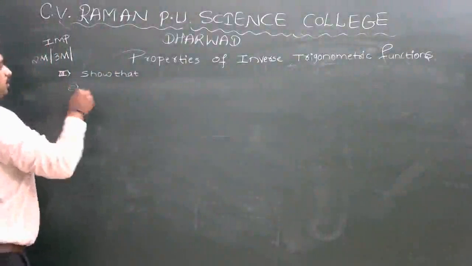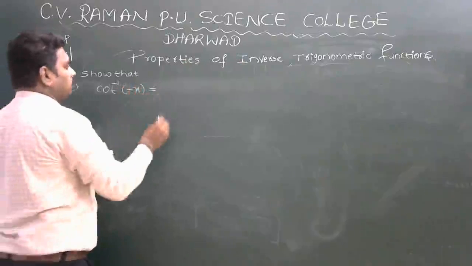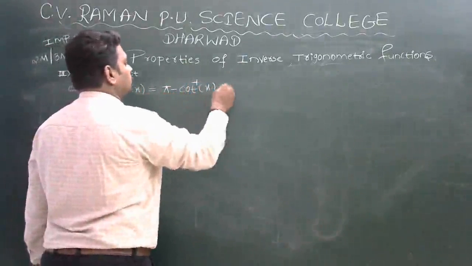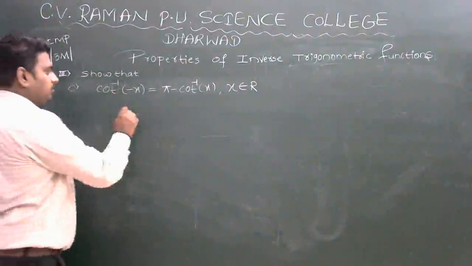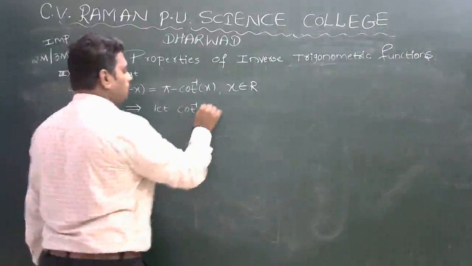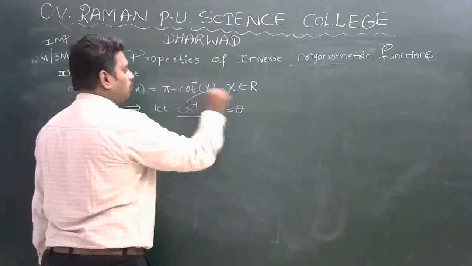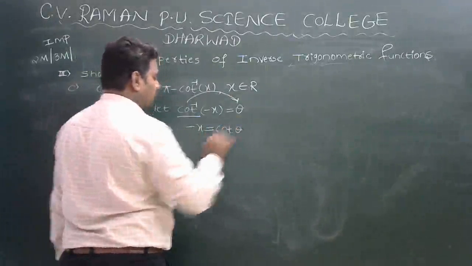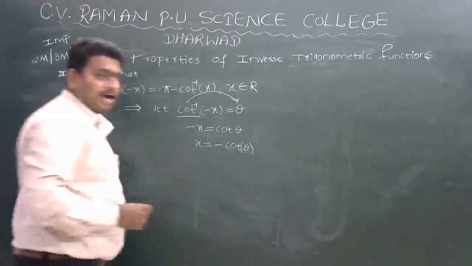Next, see. Cot inverse of minus x equals pi minus cot inverse of x, where x belongs to the set of real numbers. Okay, we'll go for the solution part. Let cot inverse of minus x equal theta. Shift this cot inverse to this side. It becomes minus x equals cot theta. So x equals minus cot theta.